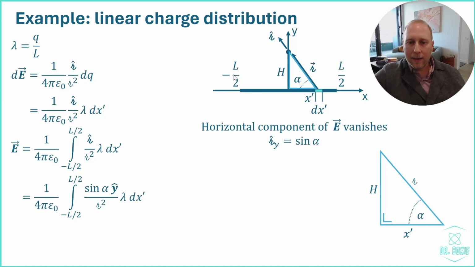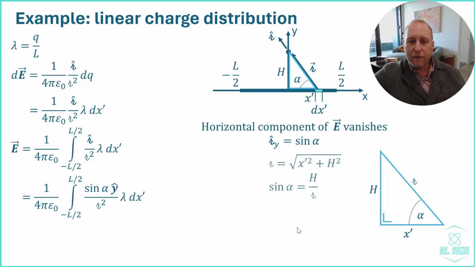Notice the blue triangle I drew on the graph above, and I drew it again on the bottom right of the slide a bit larger. So we have the angle alpha here in this right triangle. The horizontal side of the triangle is the distance from the origin, which is x prime. The hypotenuse is curly R, the magnitude of curly R. And the vertical side is the height h.